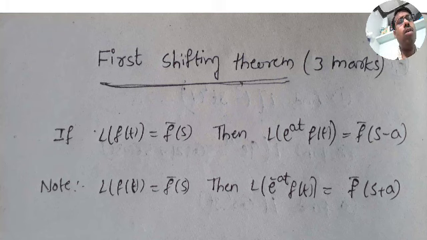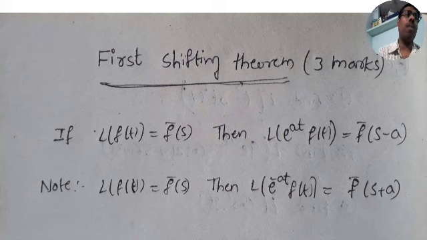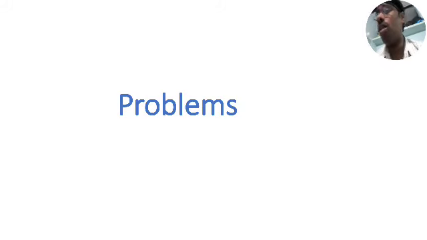Now let us move on to the problems. This is our first shifting theorem, multiplied by e power of at or e power of minus at. For e power of at you will write minus, and for e power of minus at we will write plus. So let us go to the problems.